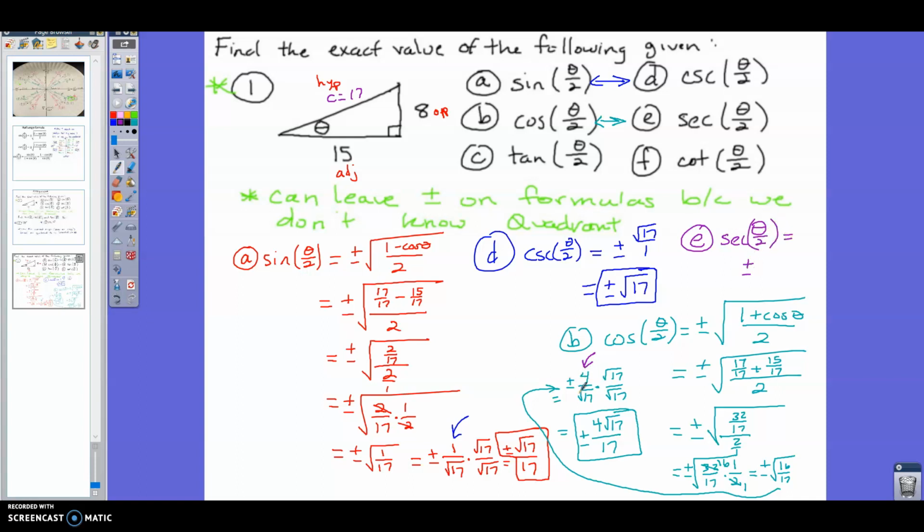equal to plus or minus, and then we're going to flip this fraction to be the square root of 17 over 4.